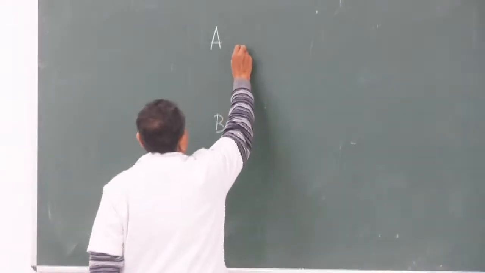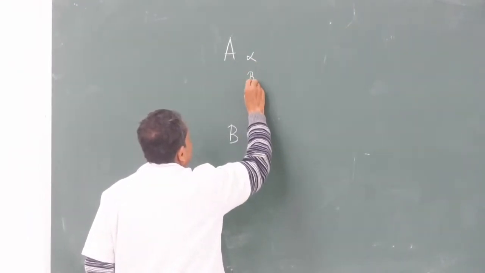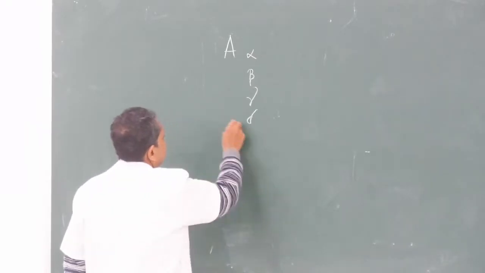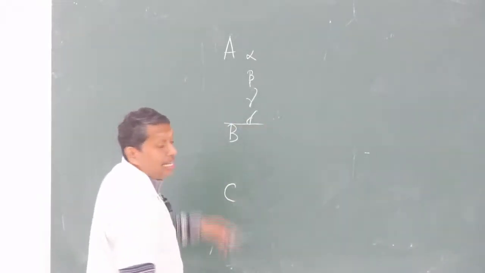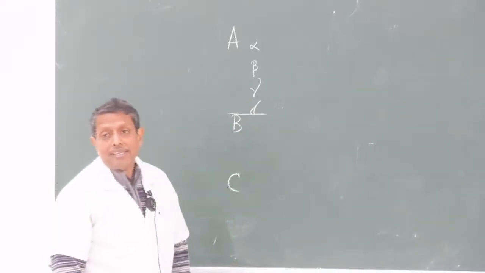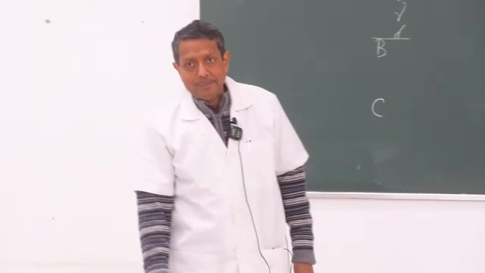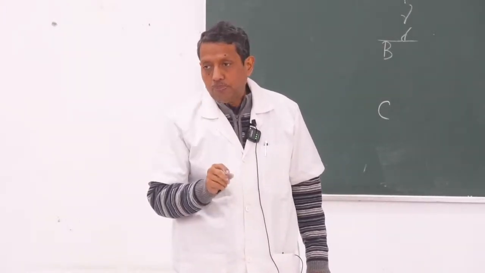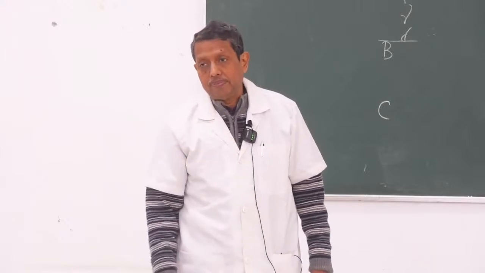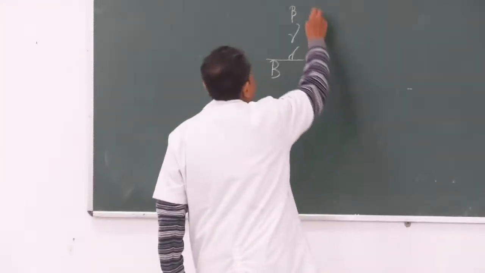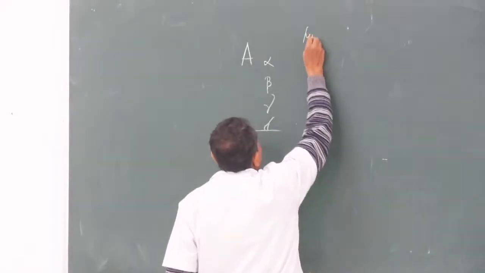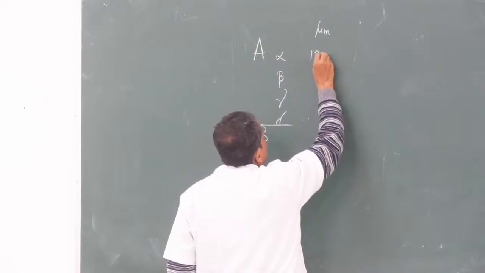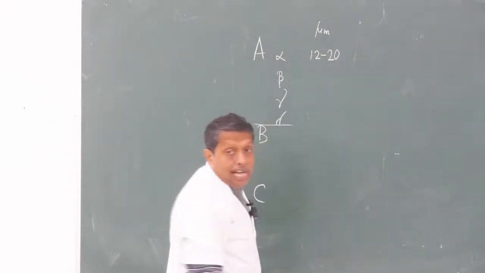A alpha, beta, gamma, delta, in this way. A and B are myelinated, and C are non-myelinated. In the A group, the axon diameter is larger, and they are thickly myelinated. Suppose A alpha, the fiber diameter in μm, is up to 20 μm in diameter, axon diameter.